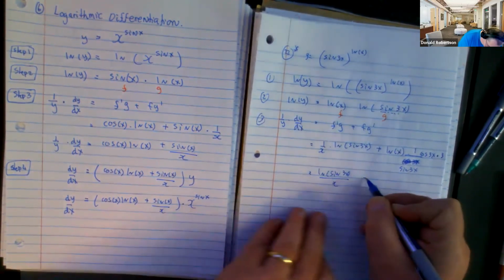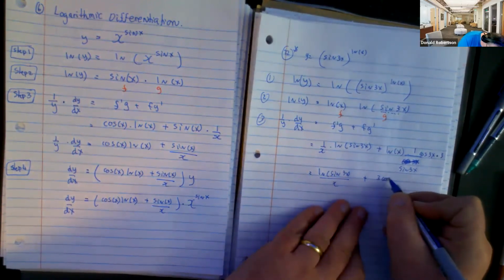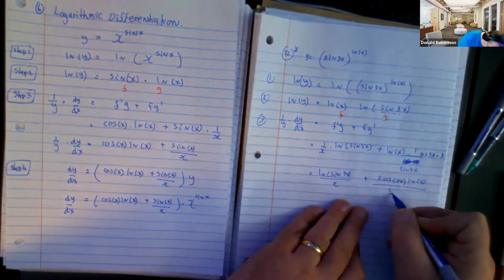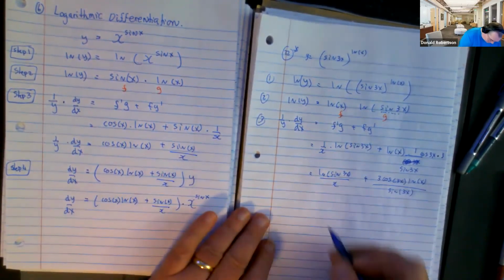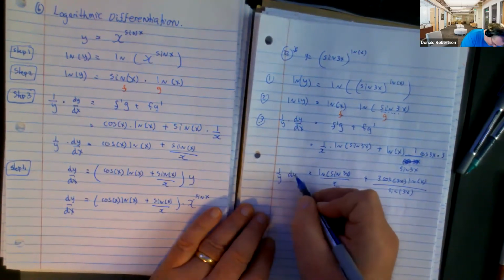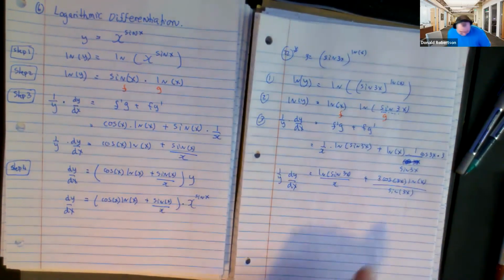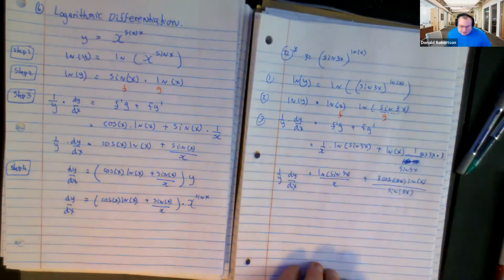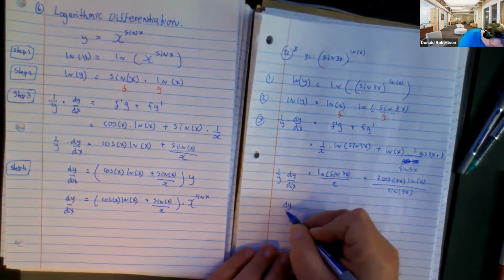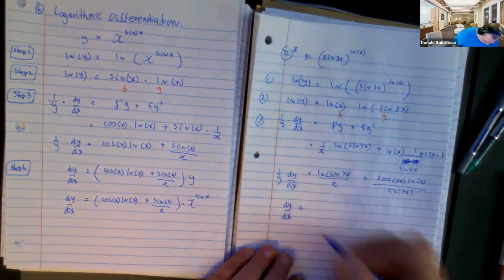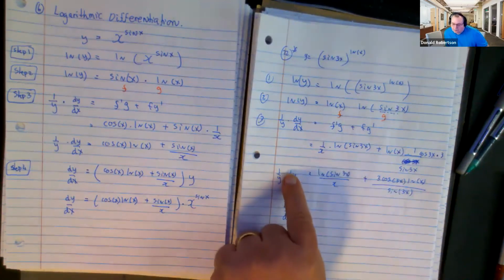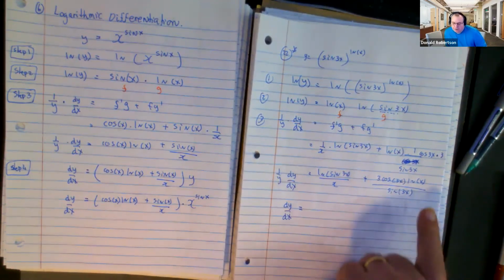Got this guy. Not at all pretty, agreed. But it is what it is. So what do I do to both sides to get dy by dx? So I'm going from here to here. What do I do to both sides?